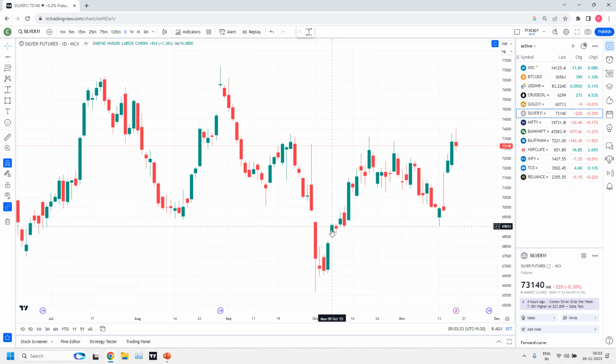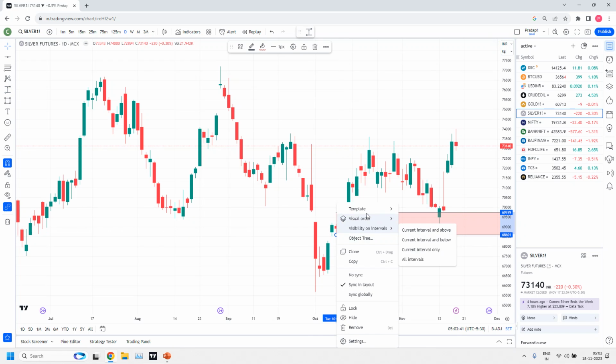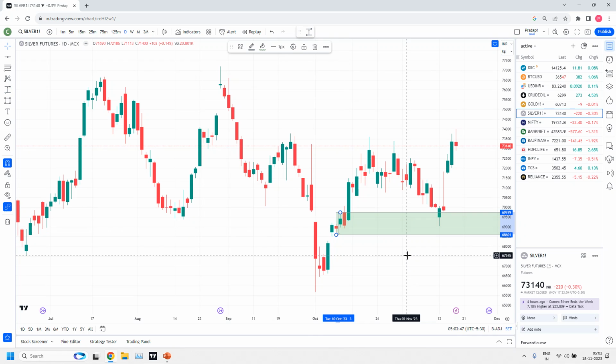So we have a rally candle, then base, base, base, three base candles. So let us draw the demand zone. I am drawing the demand zone with type 2 proximal entry to minimize the risk. So this is, let me change the color, the demand zone.